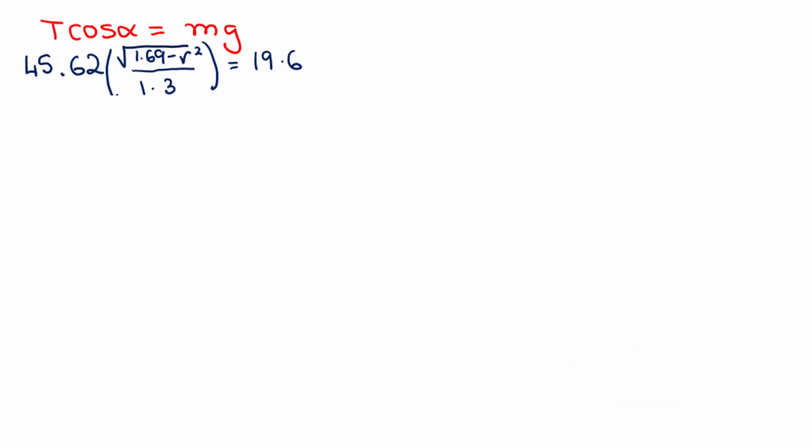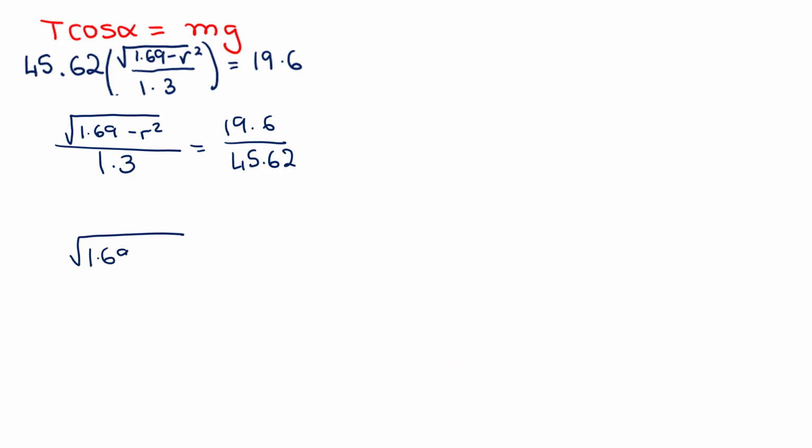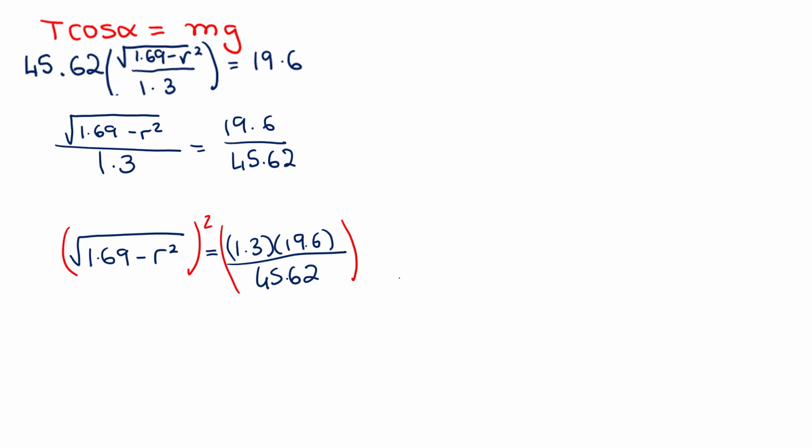19.6. Now, just giving us a little bit of space to work. So square root of 1.69 minus r squared over 1.3, that's equal to 19.6 divided by 45.62. I'm going to actually even bring that 1.3 across as well before I do that squaring. So 1.3 by 19.6 all over 45.62. You can go to your calculator at any point. This is just to save time. So they are gone. So that gives me 1.69 minus r squared is equal to this whole fraction squared.